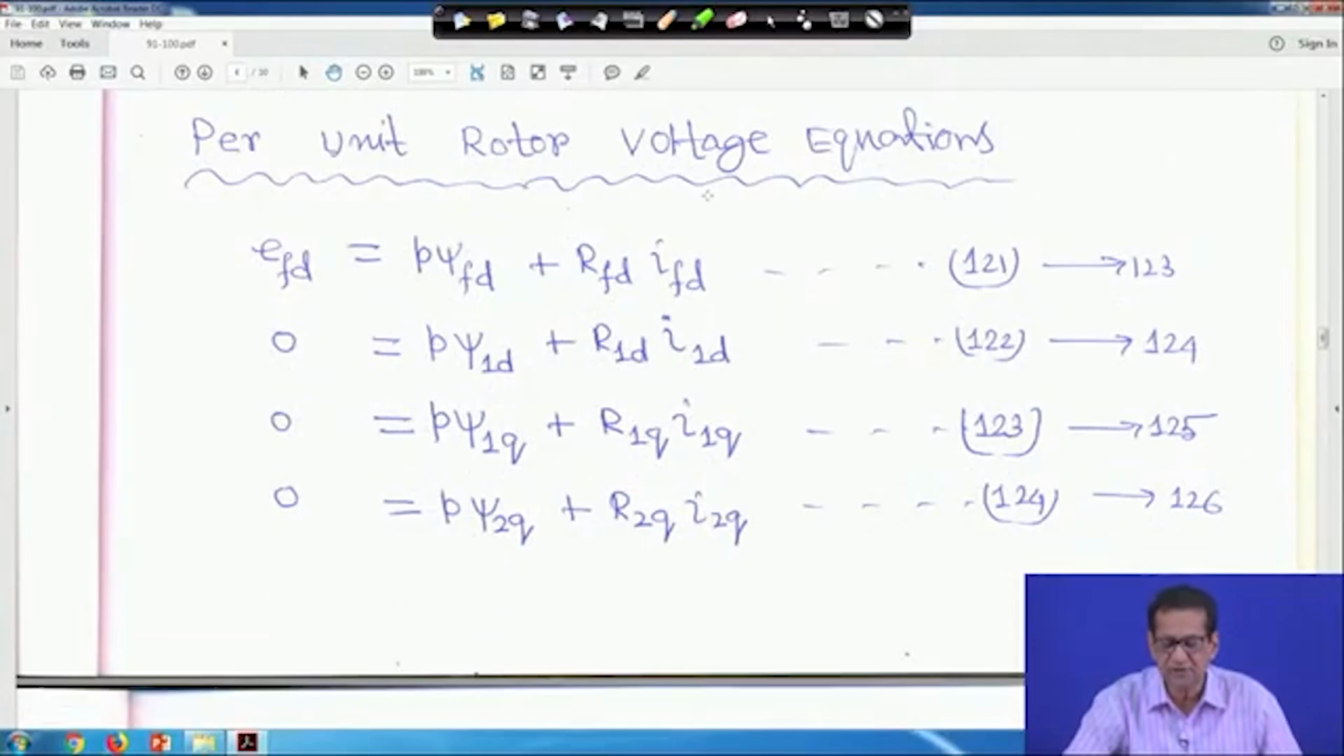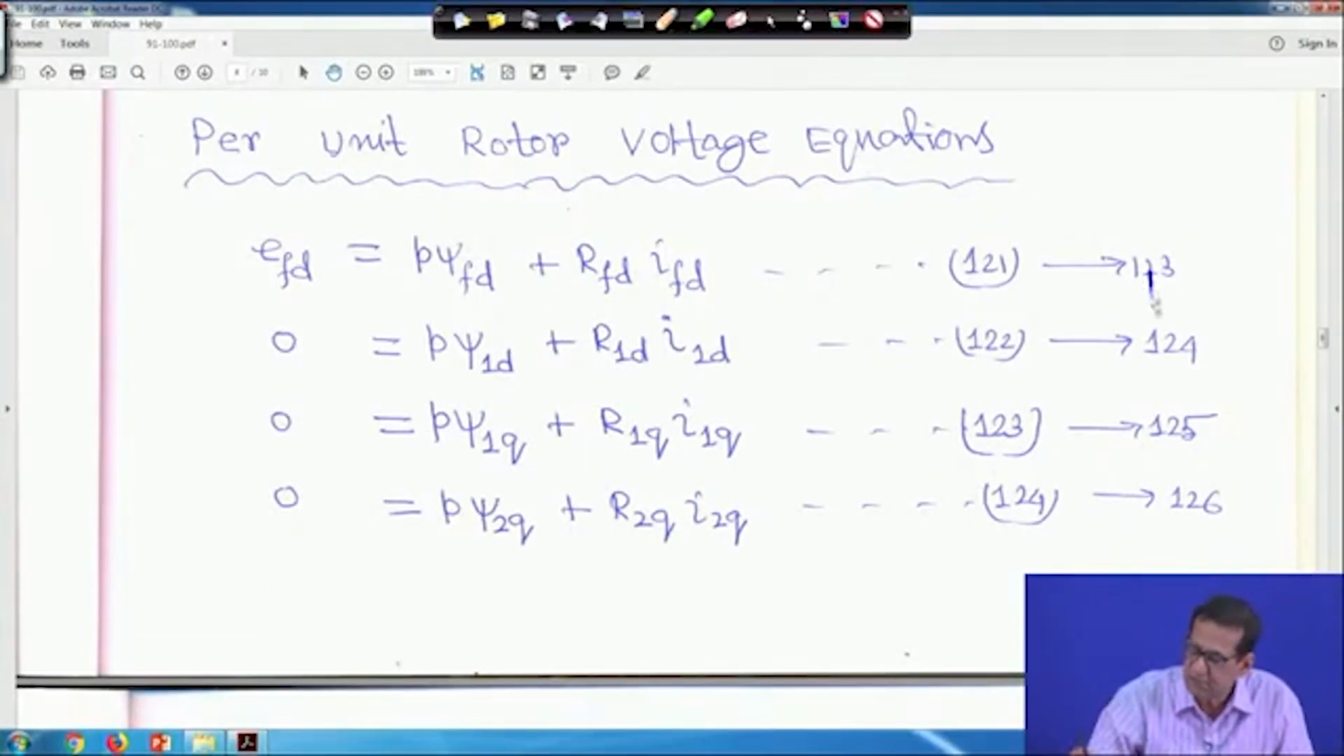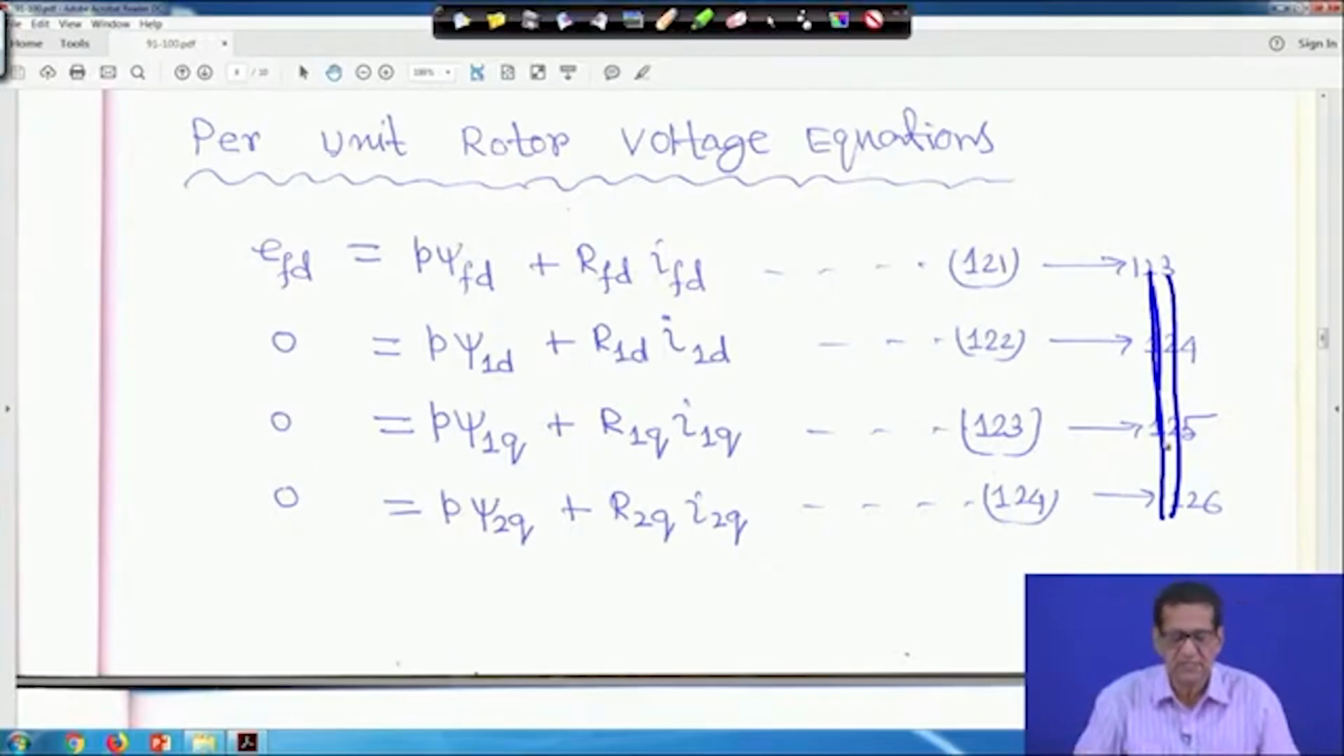Similarly, the per unit rotor voltage equations. In this case, for your EFD, you should not look at this part. So EFD is equal to P psi FD plus RFD IFD.